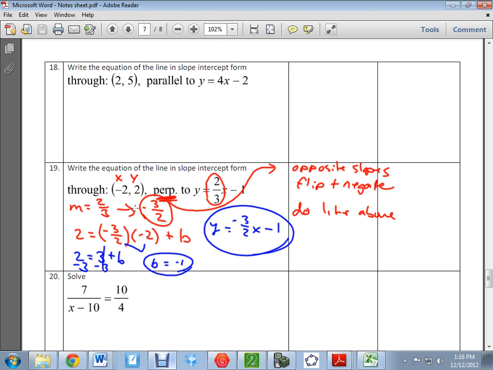So the vast majority of those problems are all done identically to each other. You just have to identify the right information from the problem. Finding the slope, finding the x, finding the y, and then following the same process over and over again. Any questions?